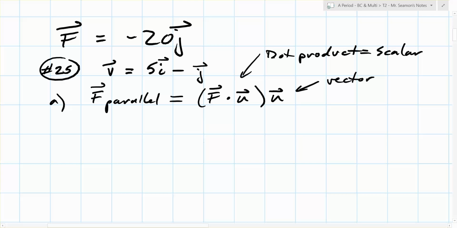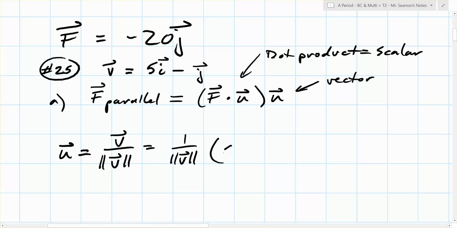So what do you want to find first? The unit vector. U is a unit vector in the V direction, so we need to take V and divide it by the magnitude of V. You with me so far? Well, we know what V is. It's 5I minus J.